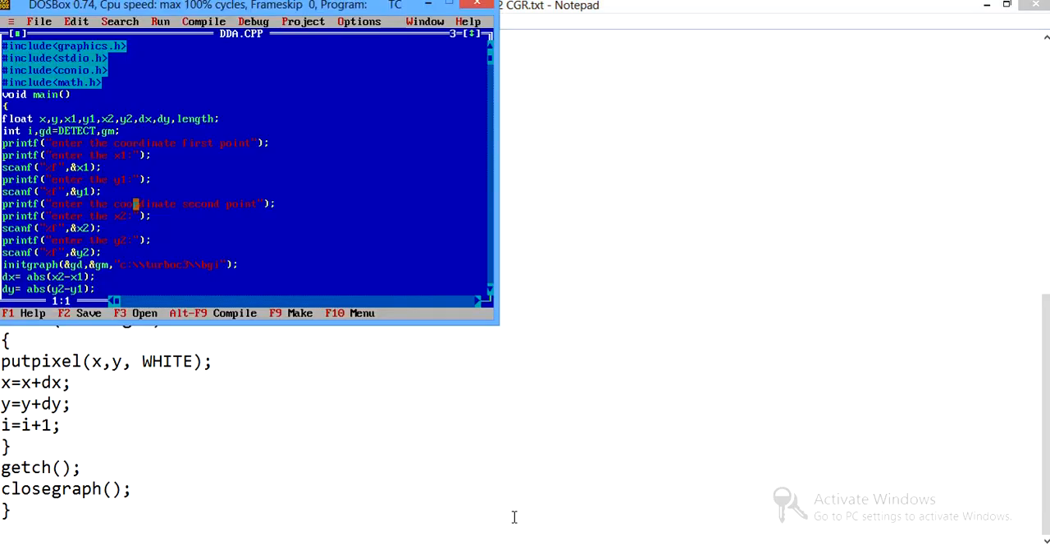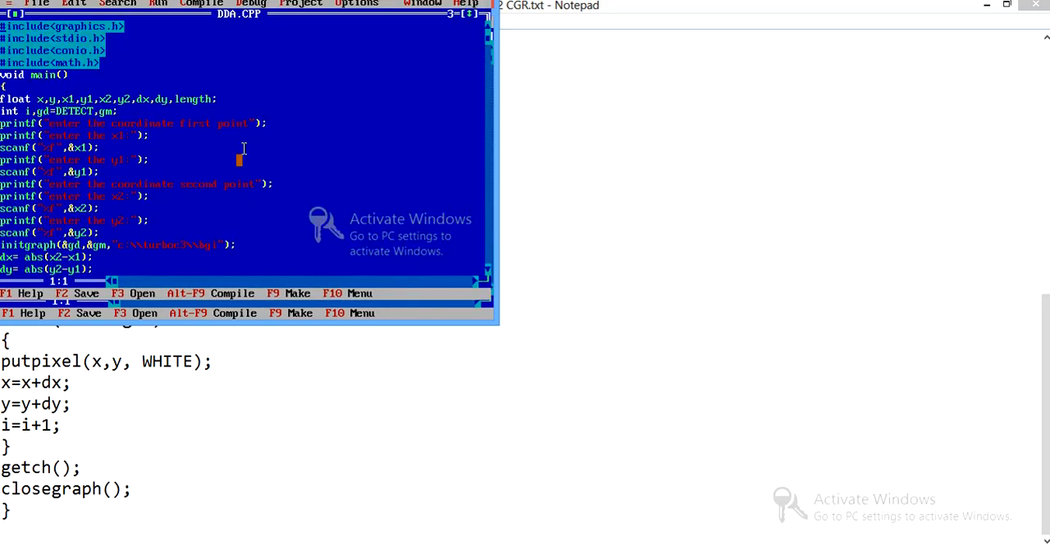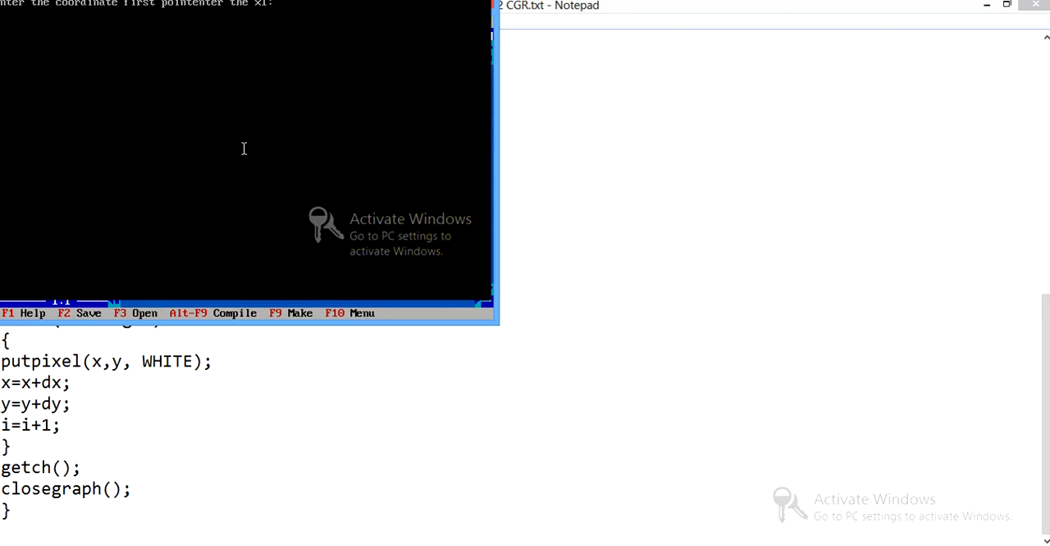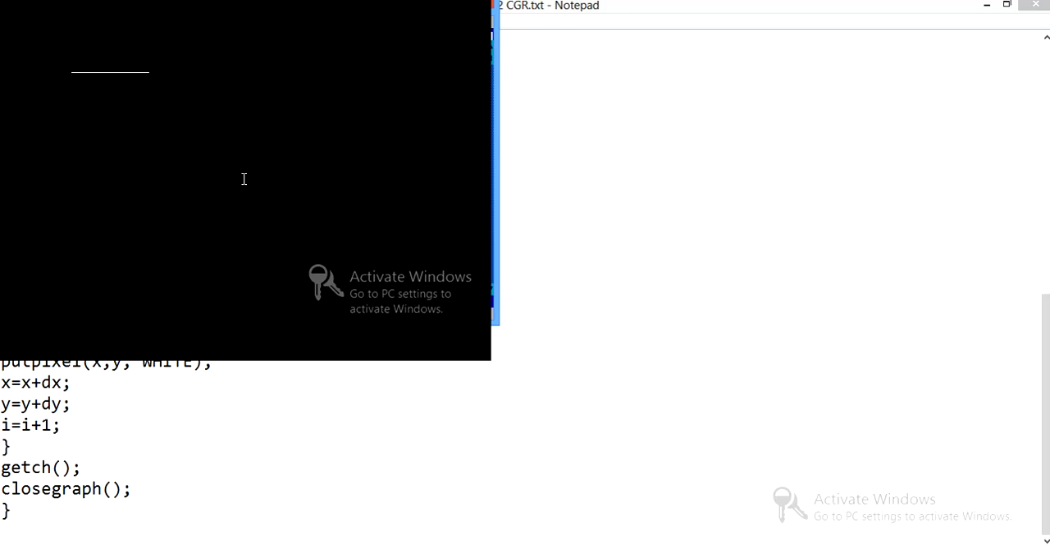So we can run this program directly. This is our program, the same program I have just explained. We can enter the coordinates of the first point. Let's say x1 is 100 and y1 is also 100. Then enter the coordinates of the second point: x2 is 200 and y2 is 100. You can see the straight line is displayed here.